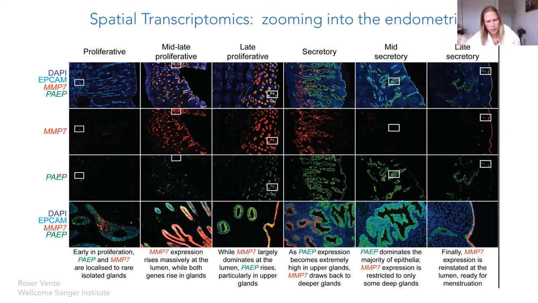PAEP, the green gene, is a gene that's known to be a marker of secretory epithelial cells in the glands. And you can see its distribution mirrors the other gene. You can see the round circles, which are the glands, are very beautifully clear in this imaging data. And PAEP dominates in the epithelial cells and the glands until the end of the cycle and stays all the way through.